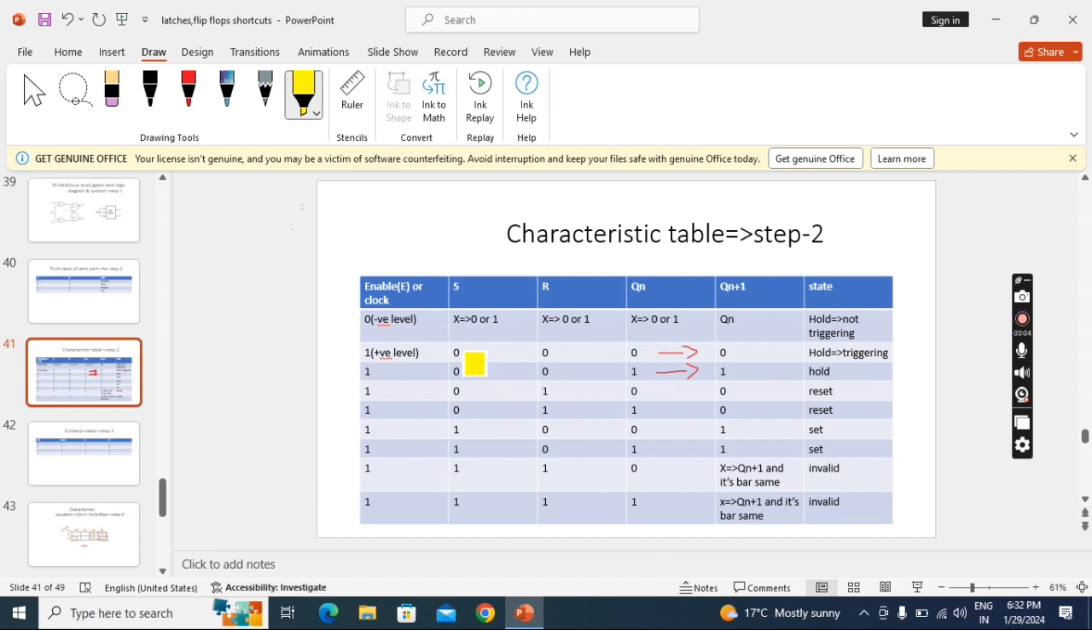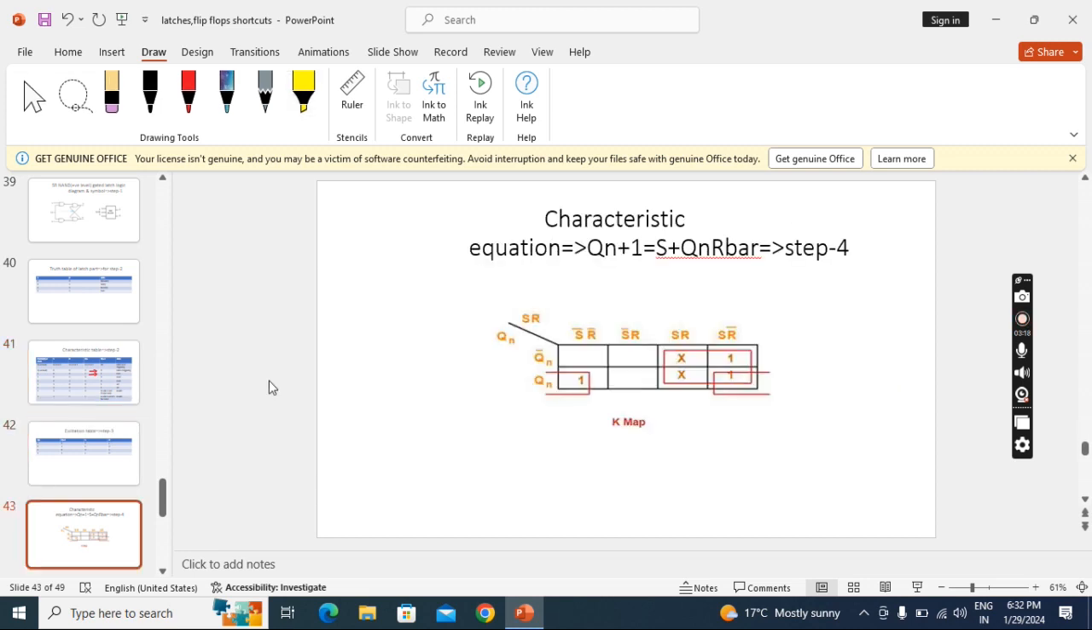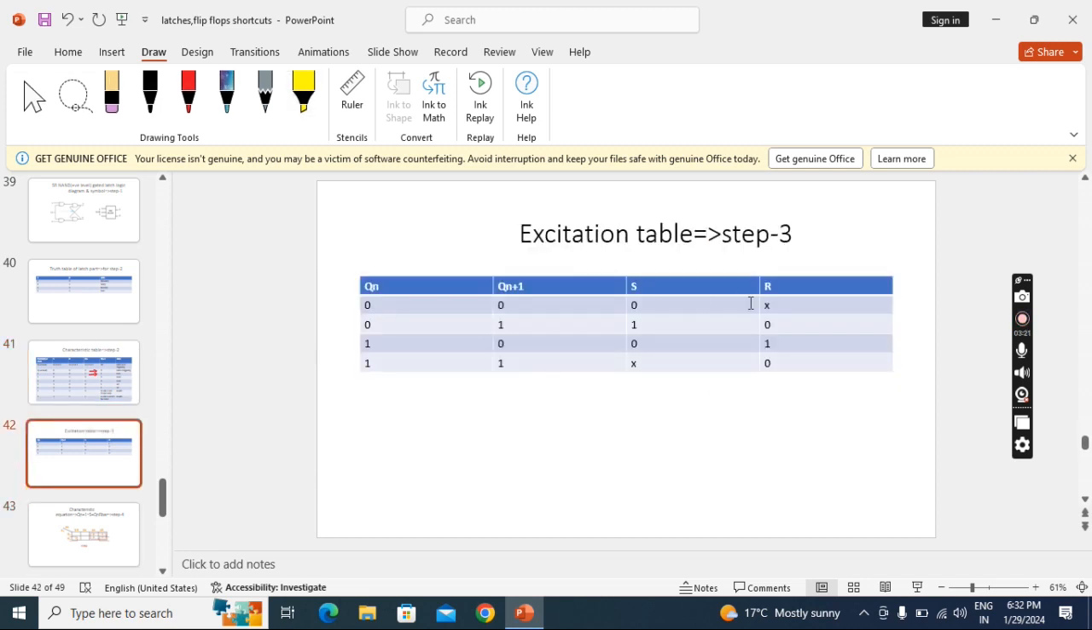What is the S value? 0 only. We are getting the same value for S, so it will be 0. But for R we are getting different values. See here 0, here 1. Whenever the value is different, you have to write X. So for 0 0 we will get 0X.